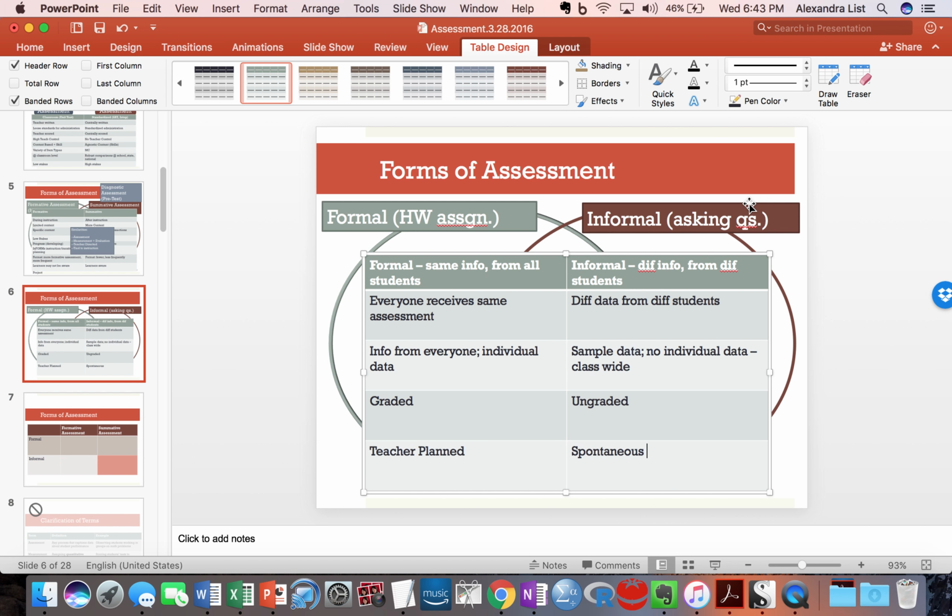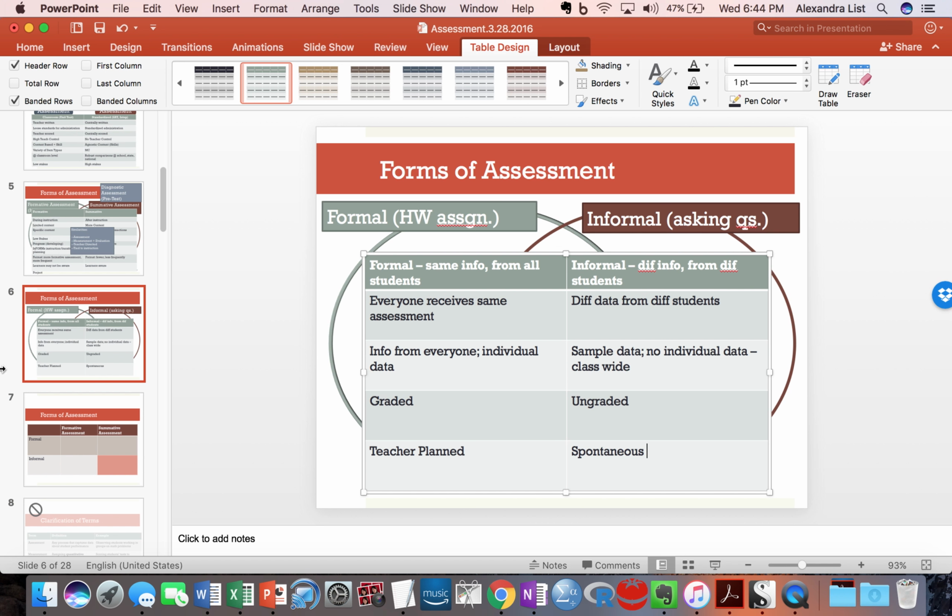Likewise, if you think about thumbs up, yeah, all students are doing it, but I'm not focused on individual level data, right? In terms of informal assessment, I'm just getting a little bit of data from different students. And so I'm kind of doing a room check to see if there are enough thumbs up. Because I'm looking at things on a class-wide level, that would be considered more informal for me.